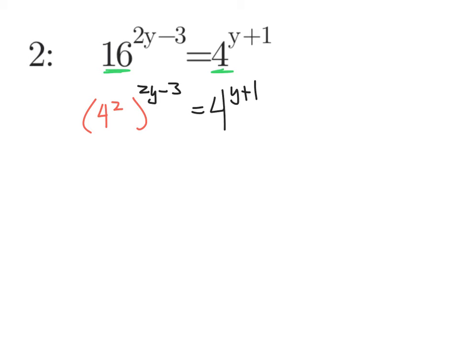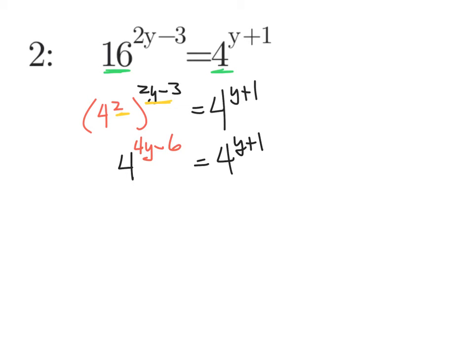And now we're going to go with a power to a power, which means that when we rewrite our equation, on the right side we'll have that 4 to the y plus 1. But when we find this new power on the left, we're going to have to multiply the 2 times 2y minus 3. So that'll be 4y minus 6.